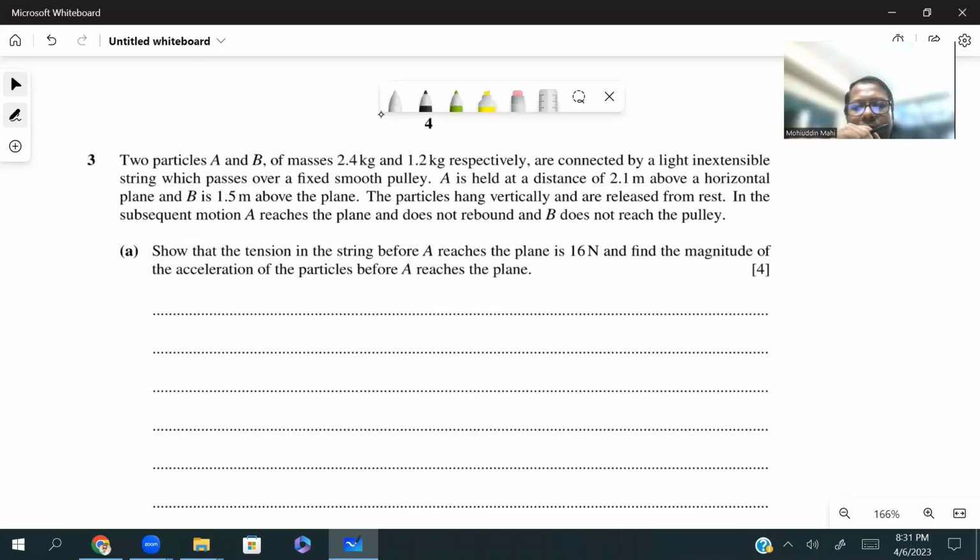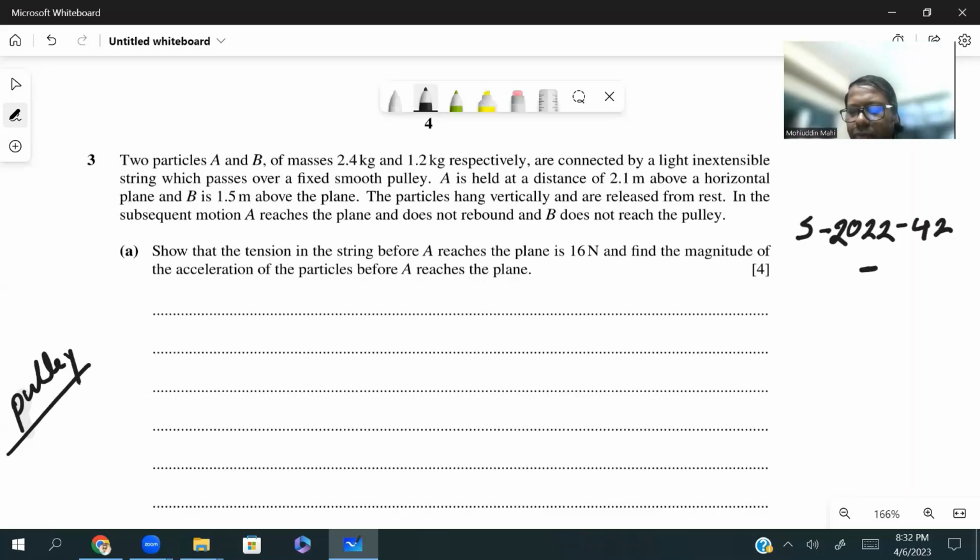Today I'm going to solve some questions related to pulleys from Cambridge AS Maths Mechanics. This particular problem is taken from summer 2022, May-June 2022, Paper 2, question number 3. So at first let's go through the question properly.